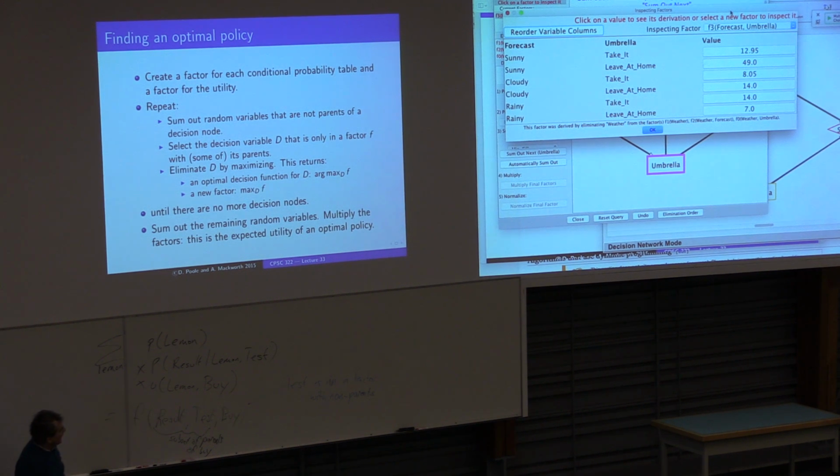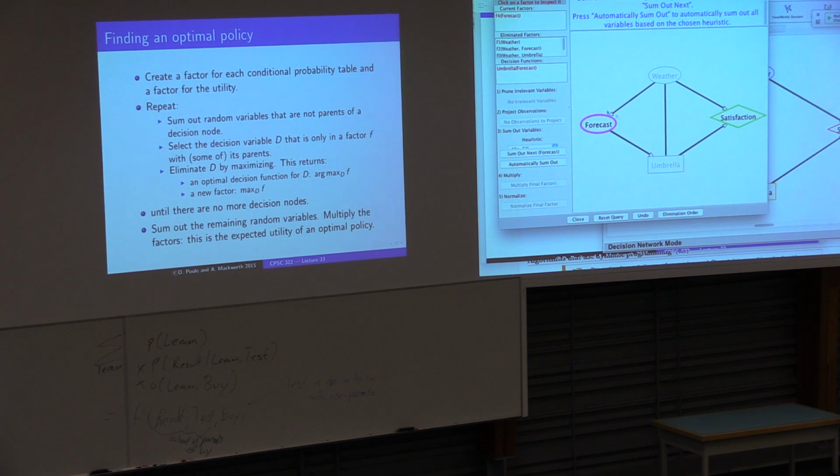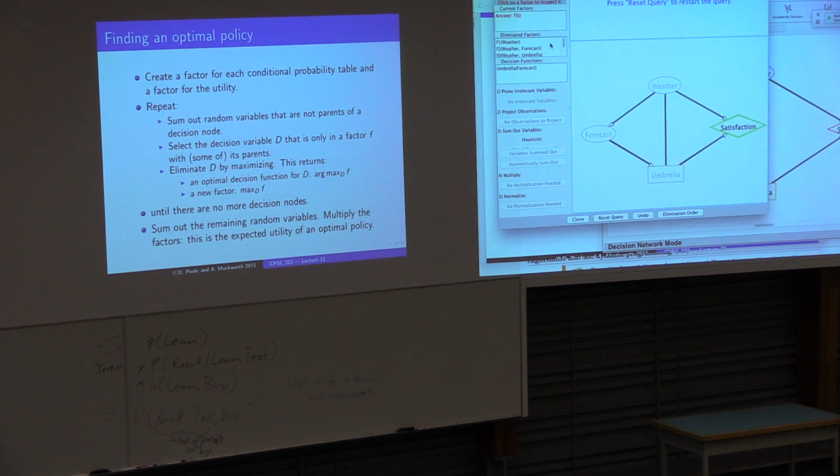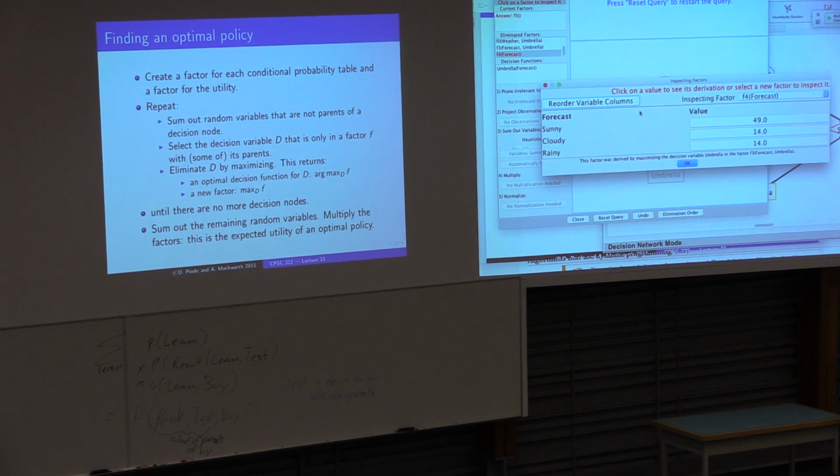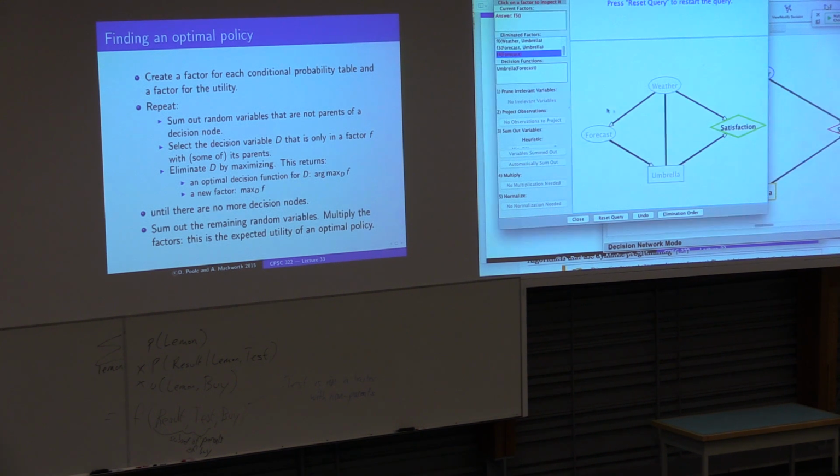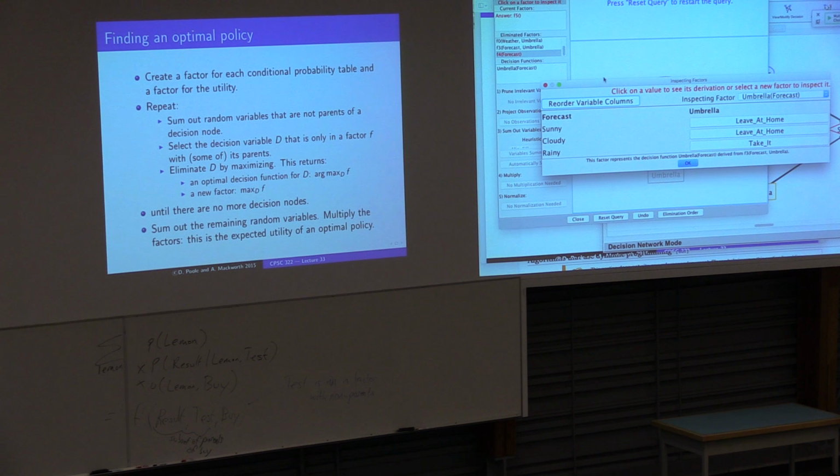And then we're going to finally add up the value, which is going to be the sum of those three things. So if we sum this out, we end up with a factor on forecast, which is the maximum of all those three values. That's what we're eliminating by maximization. But we also end up with this decision function that says what we should do. So that's when we eliminated D by maximizing. And here, it says it returns an optimal decision function and a new factor. So this is the optimal decision function.